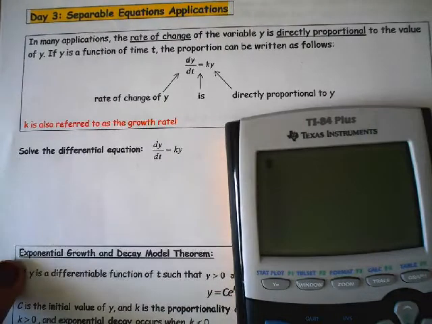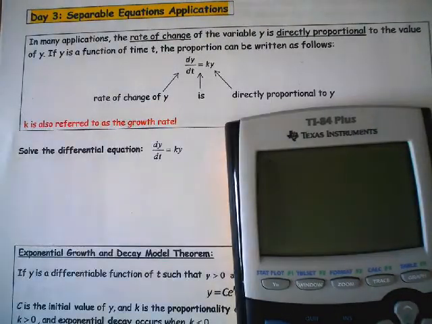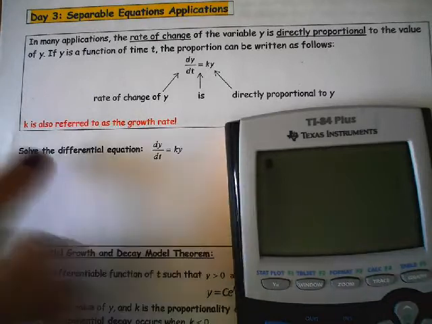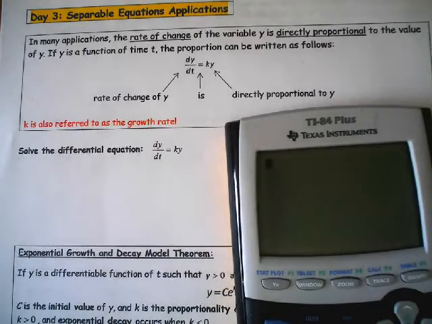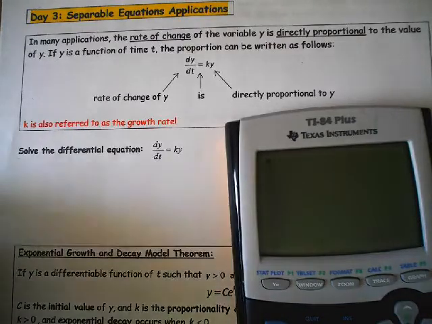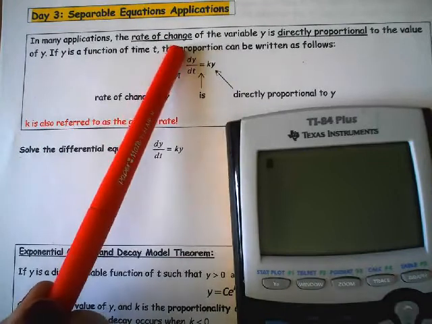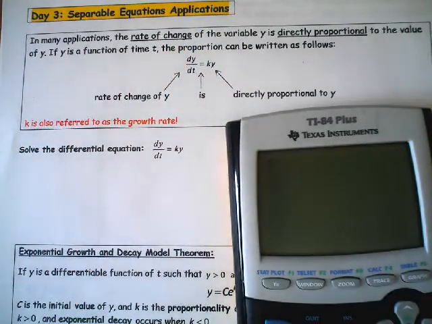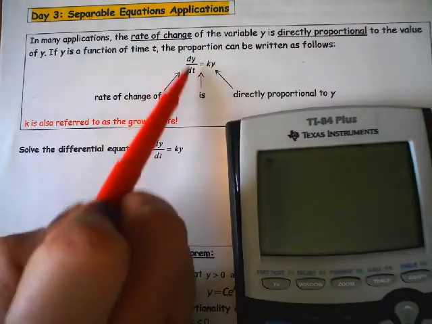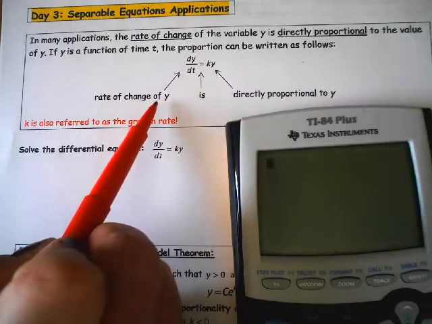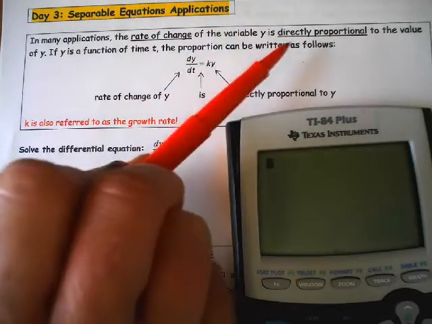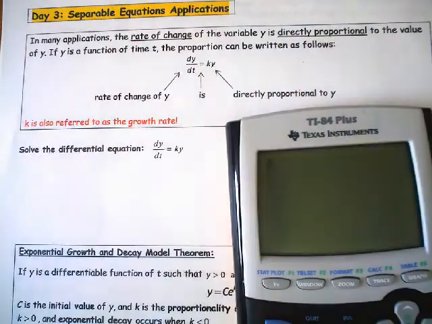Today I'm going to be looking at day three's notes, and day three notes takes those separable equations that we worked on in day two and we apply them into word problems. So up here in the top box it says, in many applications the rate of change of the variable y, which we would see as dy dt, is directly proportional to the value of y.